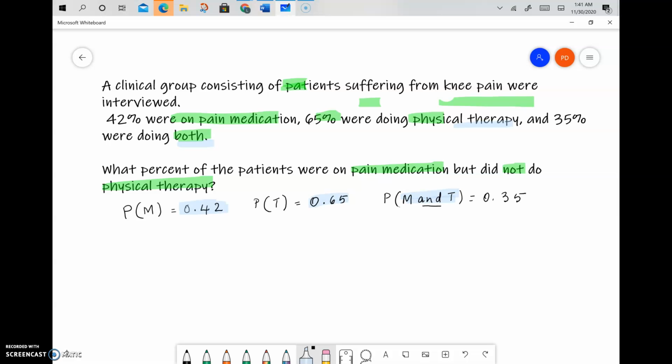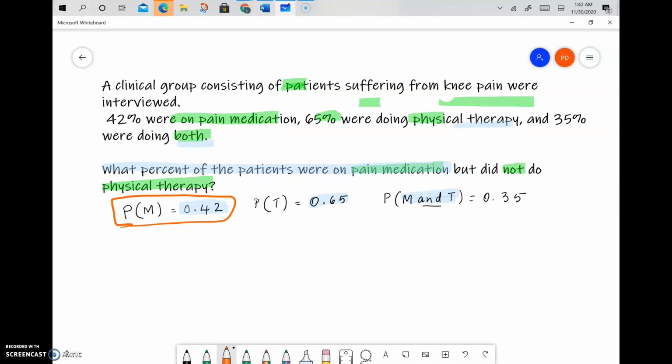So if the question stopped at what percent of the patients were on pain medication, if it just stopped there, then the answer would be: the probability of pain medication is 0.42, which is 42%. But here in this question, it specifically says that these patients were on pain medication but not on physical therapy.